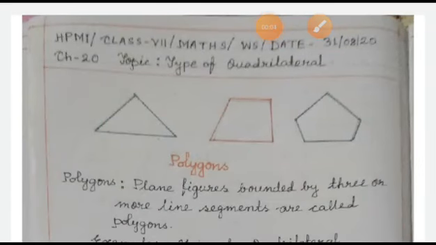Students, in the last class, we began the chapter 20, that is types of quadrilaterals. Many of you couldn't hear in the Zoom meeting class due to some audibility problem.